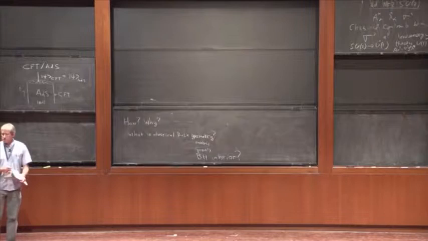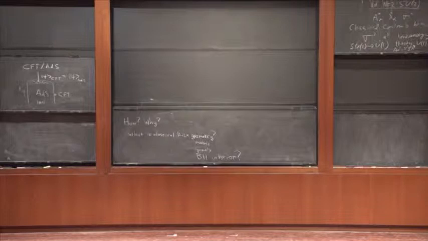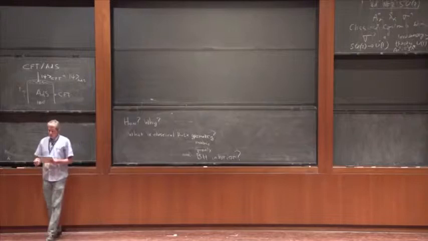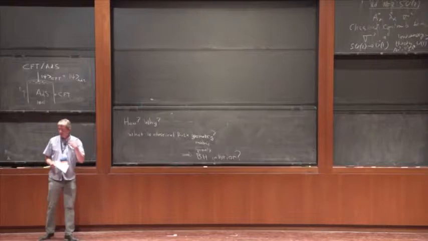So that's basically what the firewall paradox has been about. The AMPS paper basically made clear that from the point of view of quantum mechanics, we don't understand what a black hole geometry really is in the bulk. So these are questions that we don't have any answers to, but that we have hints.